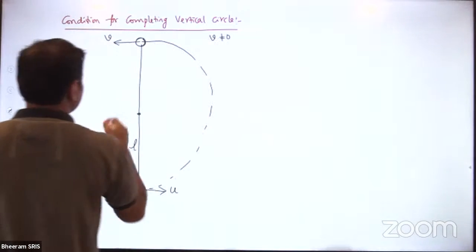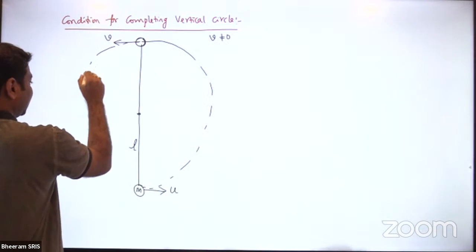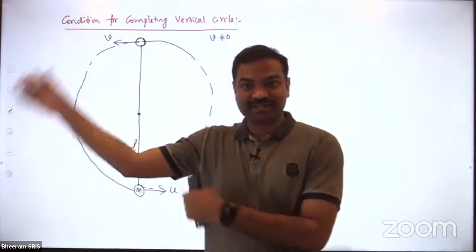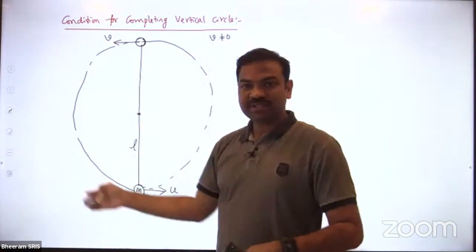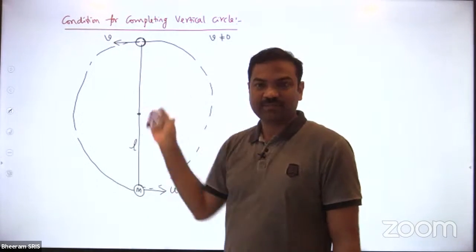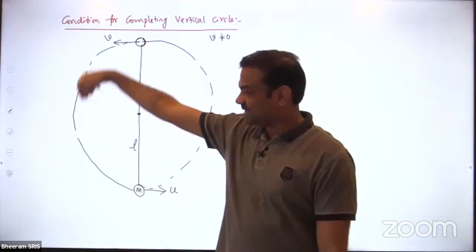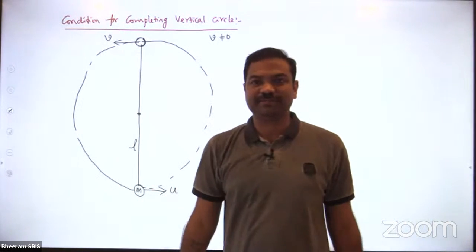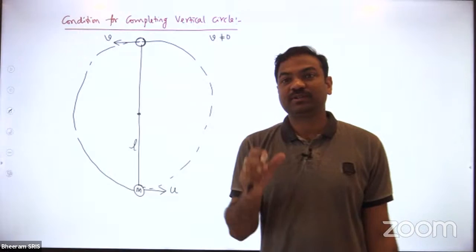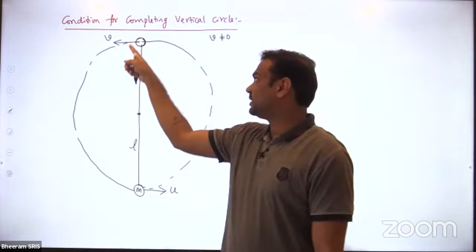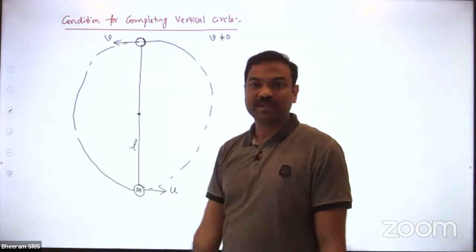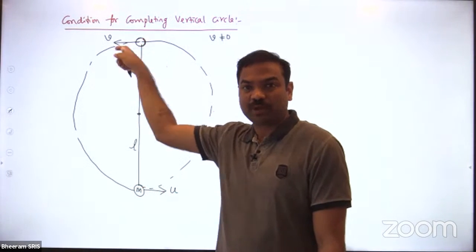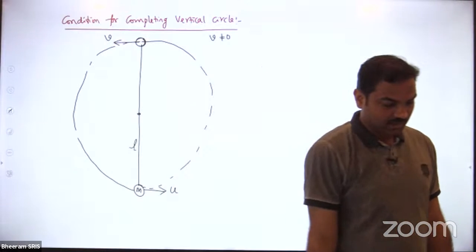Once it crosses this point, automatically it will go in a circle and come back, because it is a downward journey. The downward journey is easier than the upward journey. Upward journey means against gravity; now it is under gravity. Understood? So what is the critical point to complete the vertical circle? The critical point is the highest point. We have to project it in such a way that it passes through this point. All of you getting my point?